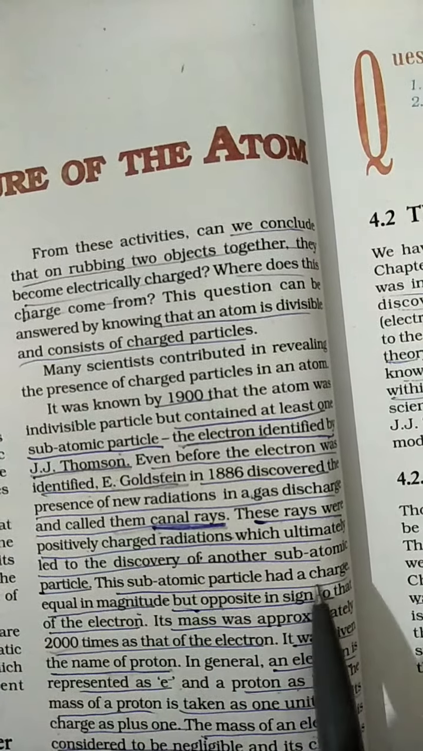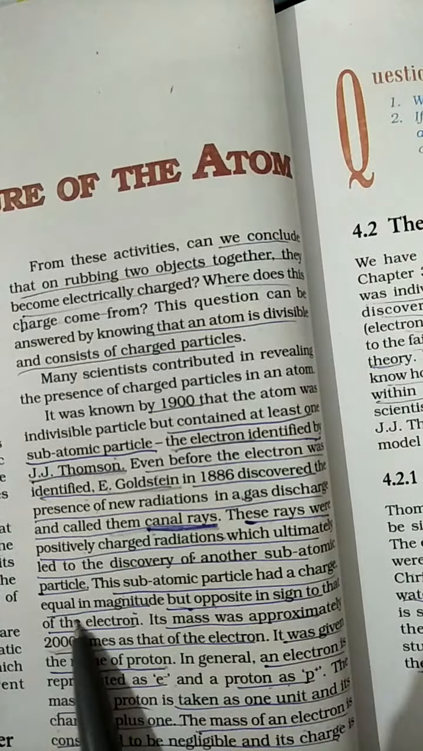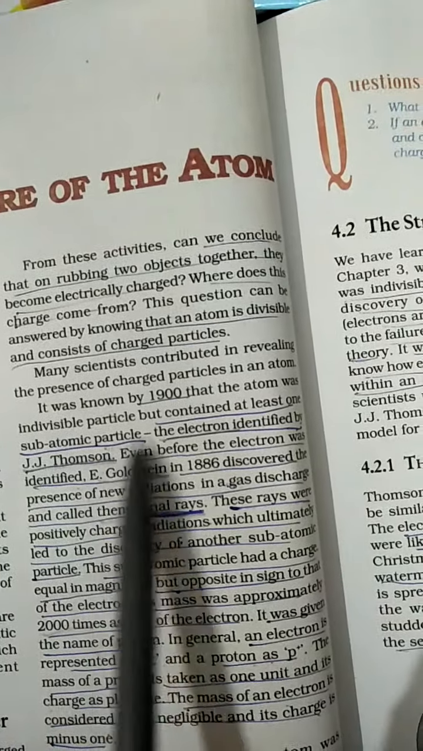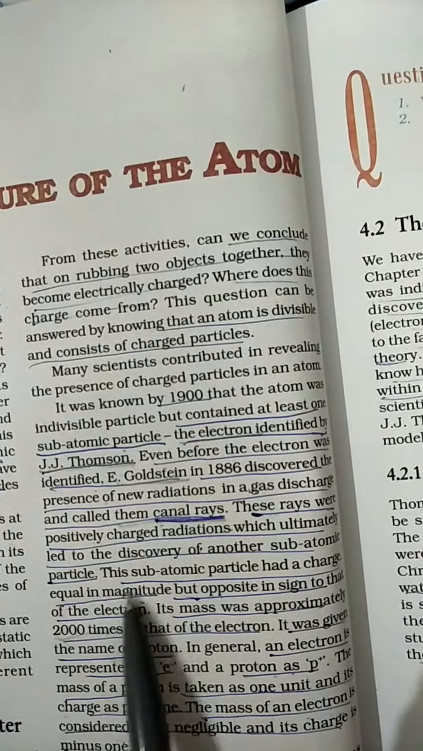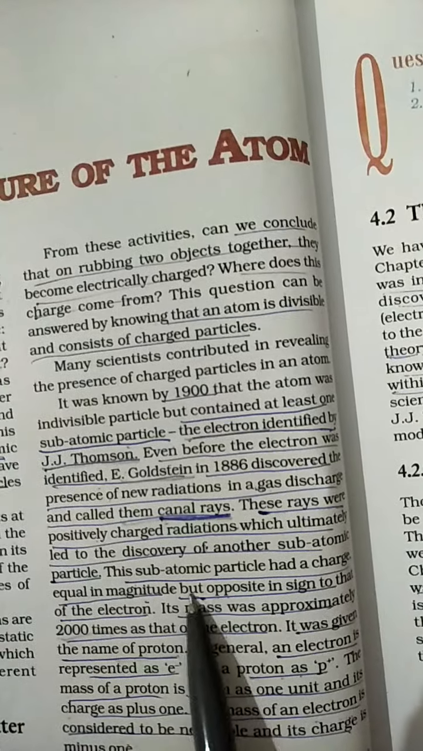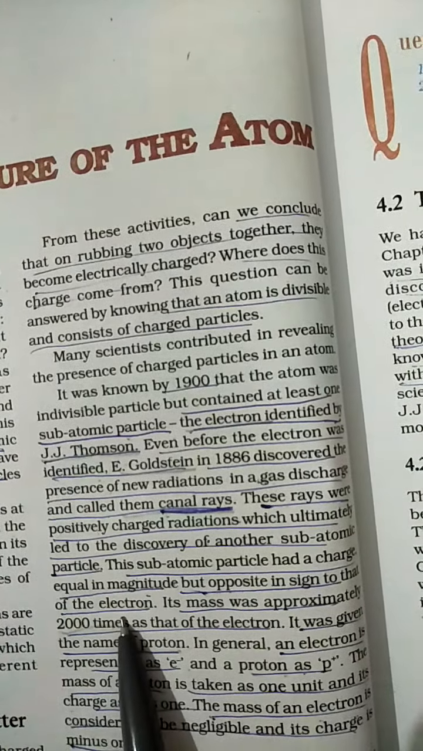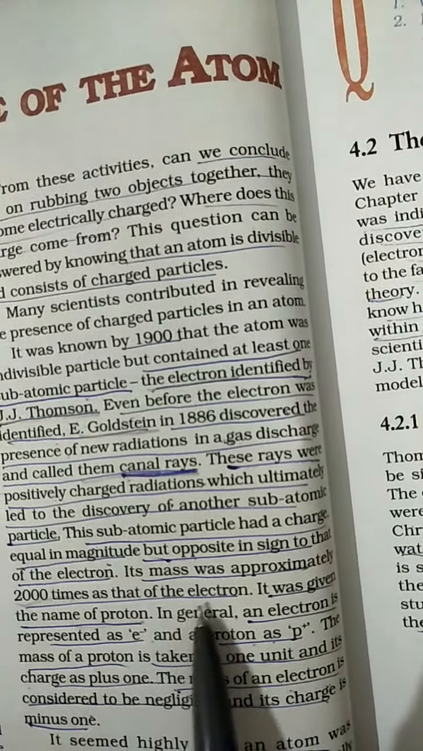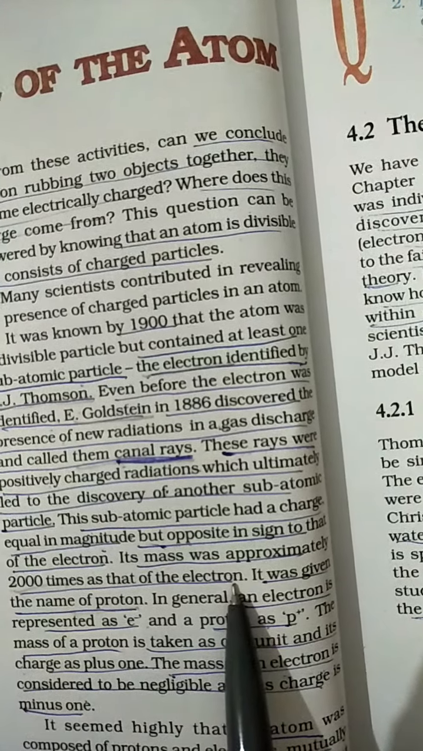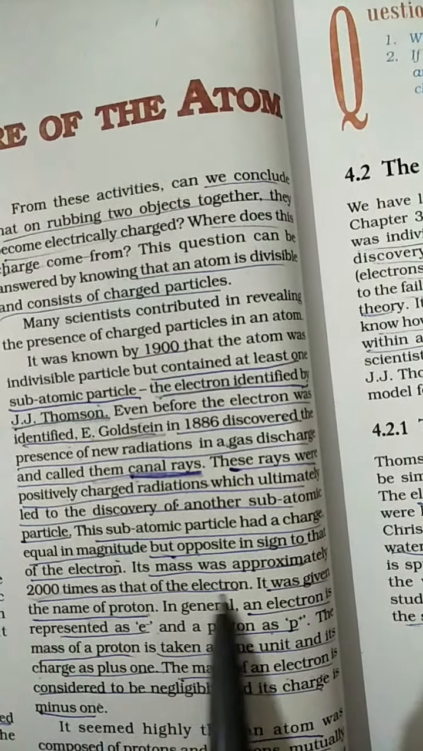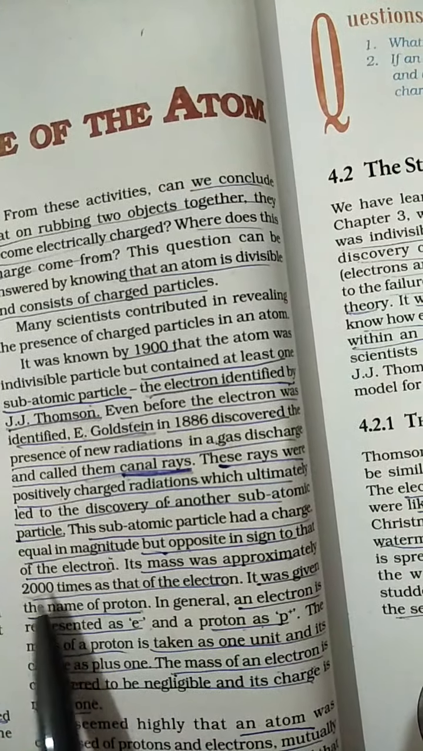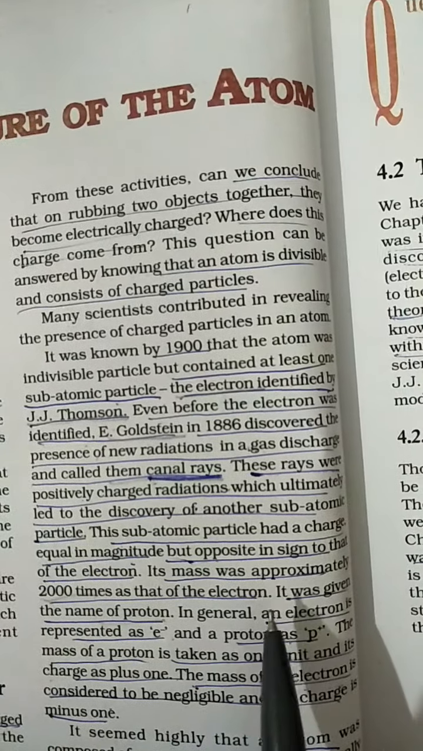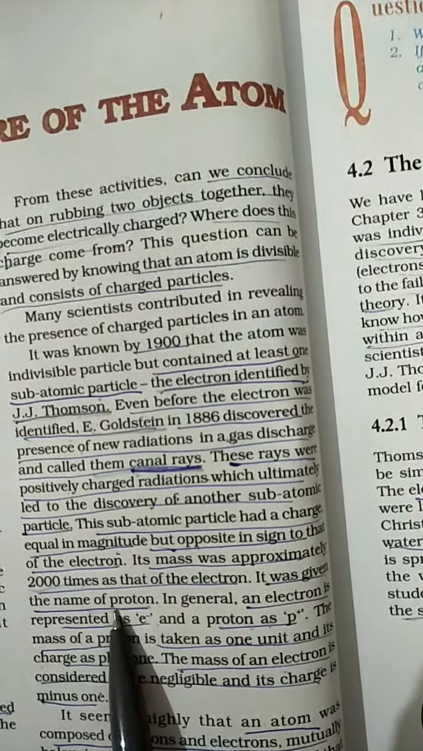Now, this subatomic particle had a charge which was equal in magnitude to the first discovered subatomic particle, that is electron. The magnitude is same, that means the value is same, but it has the opposite sign to that of electron. Its mass was 2000 times more than that of an electron. So you can compare an electron with an ant and a proton with an elephant. That much difference was there in their mass. This was given the name proton.